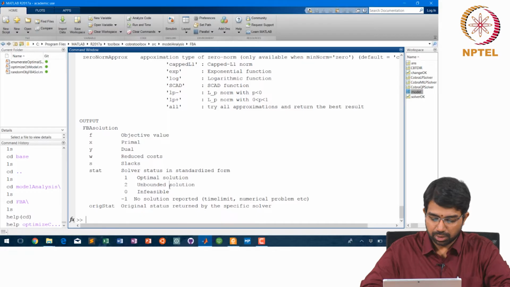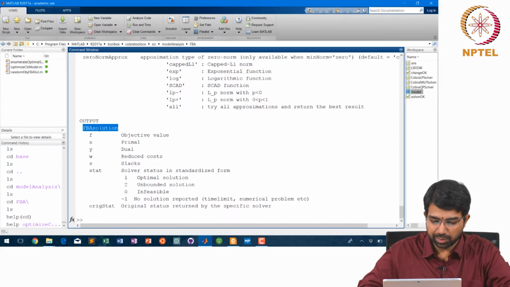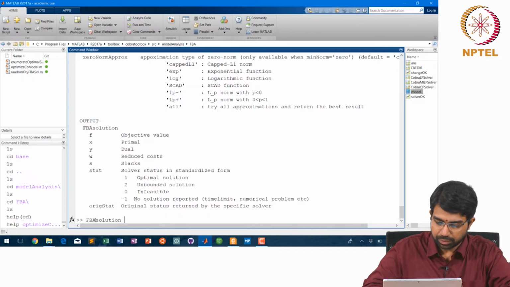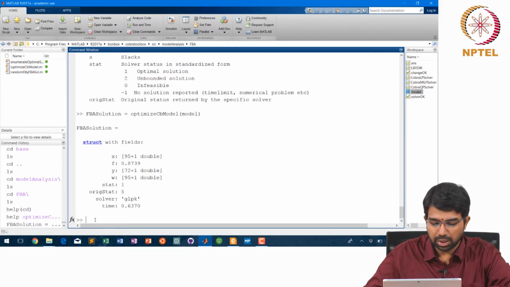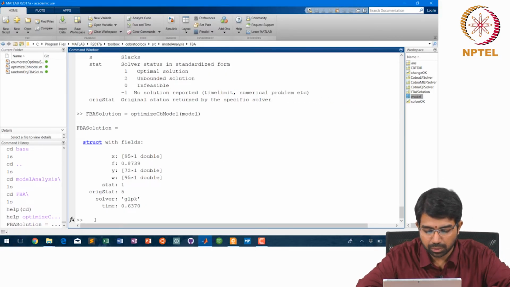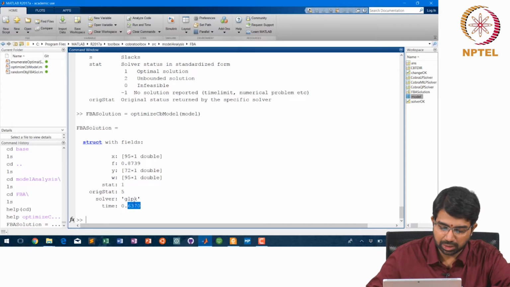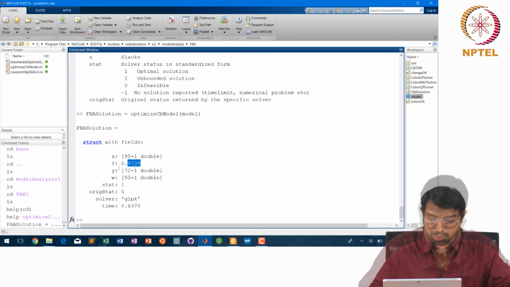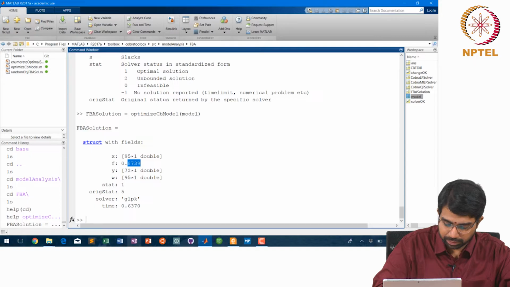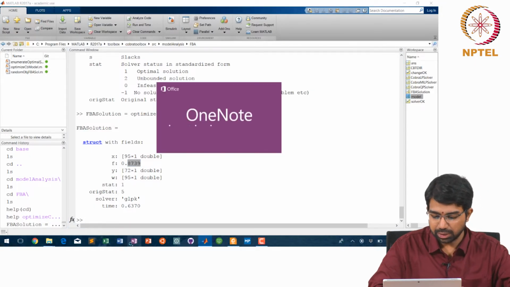Okay. So, how do you use it? Once again, you say FBAsolution equals optimizeCbModel of model as input. So, the model I just loaded, and this gives you the solution. It used the GLPK solver and took about 0.6 seconds to find out that the growth rate is 0.8739. For a real FBA problem, you would need to start worrying about the nutrients.